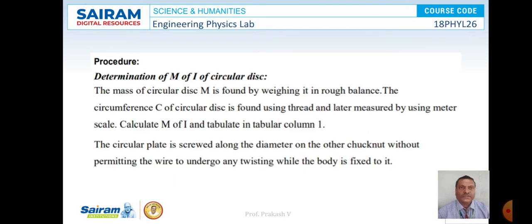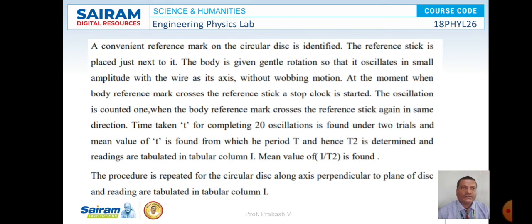Now let us look at the calculation part. First we have to determine the mass of the given circular object and also measure its radius by measuring the circumference using the thread, and then circumference divided by 2 pi gives the radius. Then we perform the experiment by making the object execute torsional oscillations, the time for 20 oscillations is recorded, and then the time for one oscillation, that is the period of oscillation, is calculated.